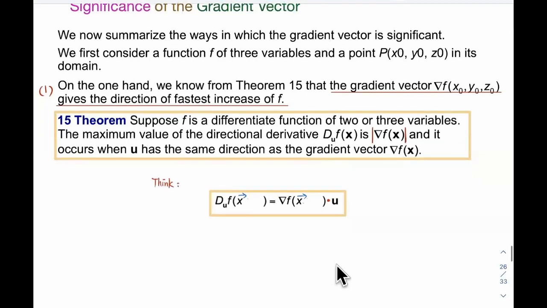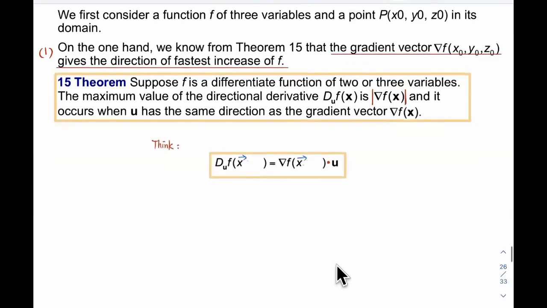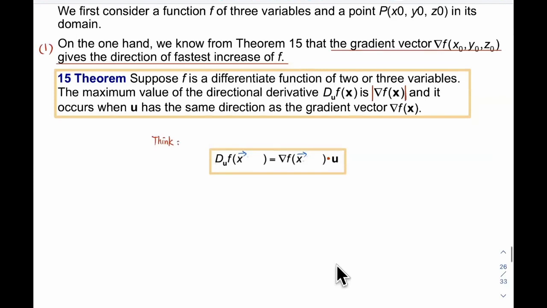So we have this one before, right? If you have a differentiable function of two or three variables, then the maximum directional derivative is going to occur when the gradient vector and the direction vector are in the same direction, and the maximum will be the magnitude of the gradient vector. So we actually used a picture to demo that, right? Okay, good.